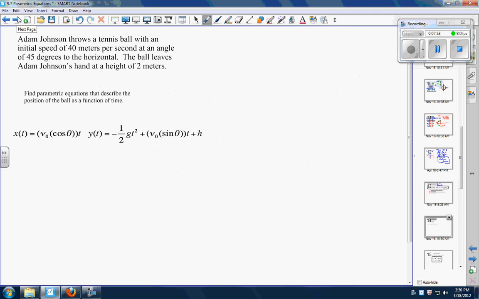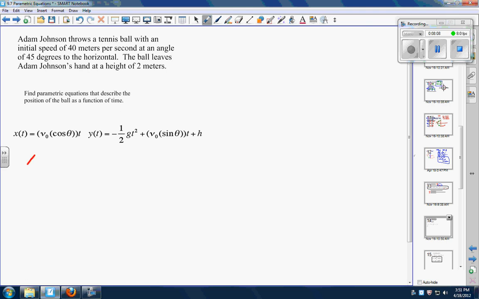So this Adam Johnson guy, you don't know who he is, and he's throwing a tennis ball instead of hitting it. But anyway, he's got an initial speed of 40 meters per second at an angle of 45 degrees to the horizontal. So the ball leaves his hands at a height of 2 meters. So we want the parametric equations that describe the position of the ball as a function of time. So where is it on the x-axis at 4 seconds? Where is it on the y-axis at 4 seconds?